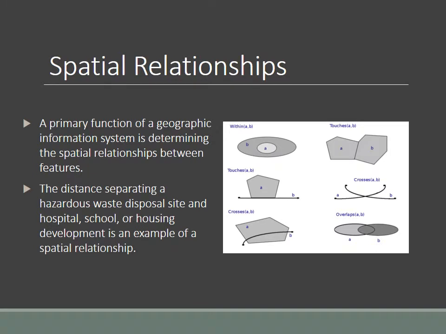Spatial relationships are extremely important. A primary function of a GIS is to determine the spatial relationships between different items. The distance separating hazardous waste disposal sites to a hospital, school, or housing development would be an example of spatial relationships. You can also determine features that touch one another, lines that cross other lines, lines that cross other features, or features that overlap with other features. This information allows us to gain a lot of information about the space around us.